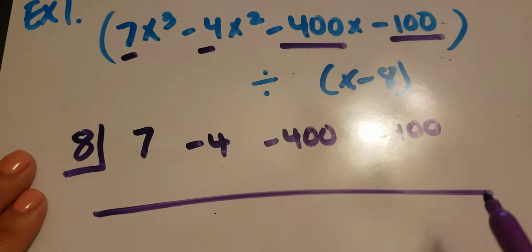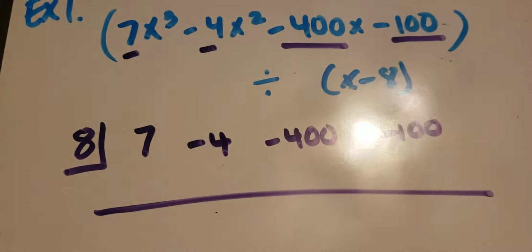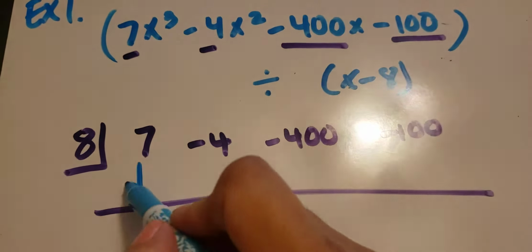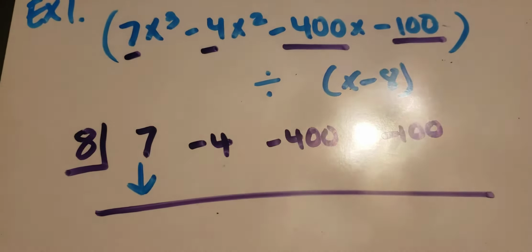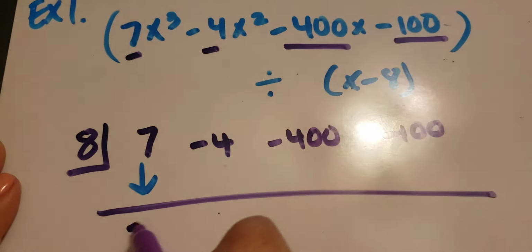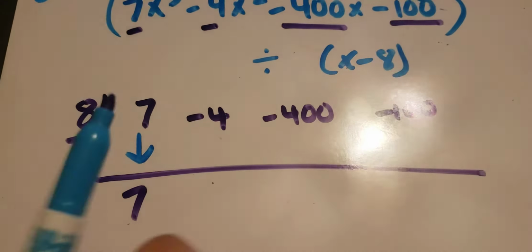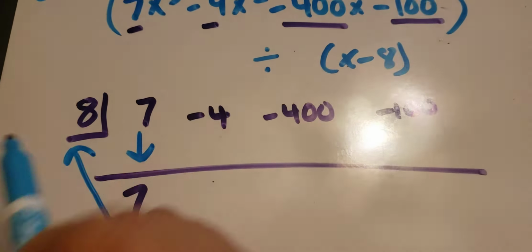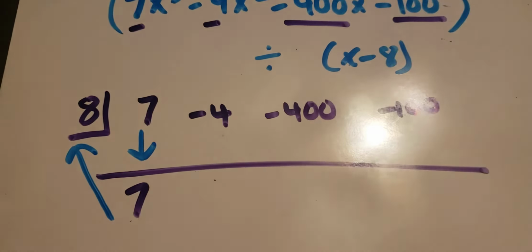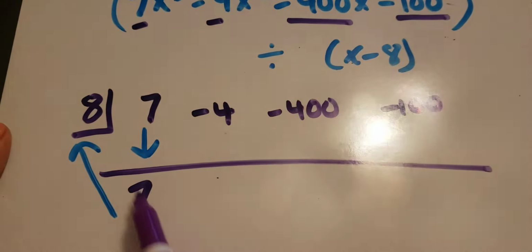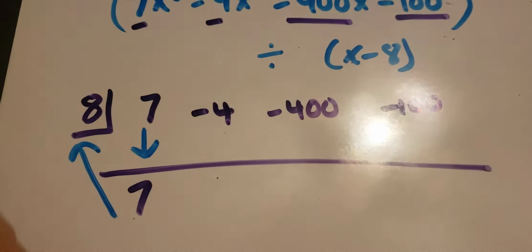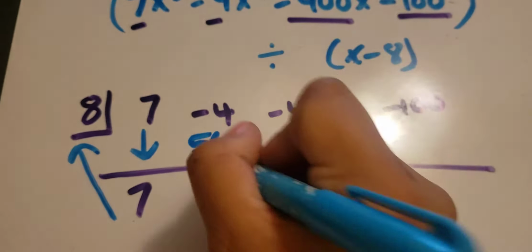And then for the very first step, all we have to do is just bring down our first value, always. That'll be the rule every single time. So we're going to write 7. And then what we do with the number that we have here is we always multiply it by our A, or our divisor. So 7 times 8 is going to give me 56.